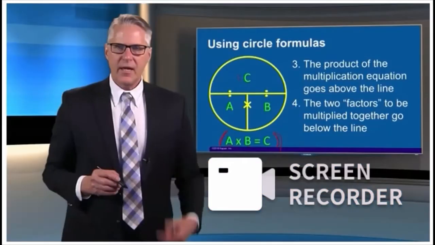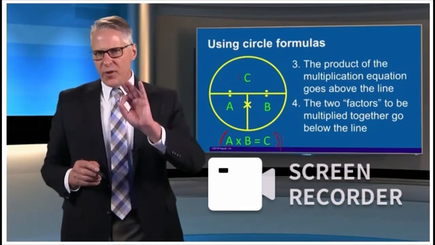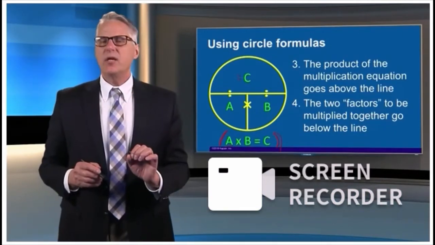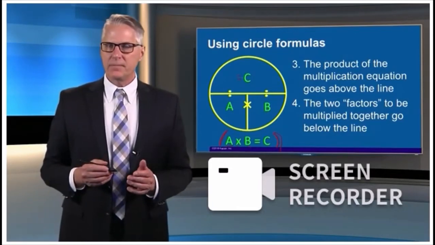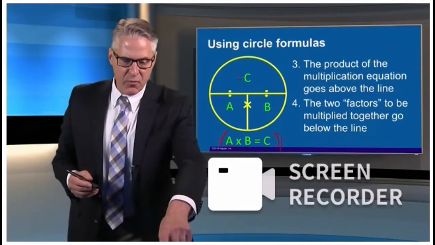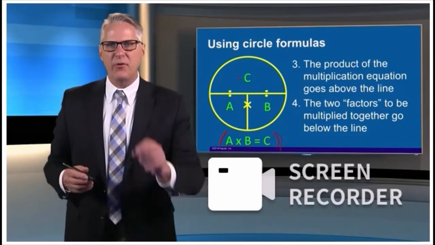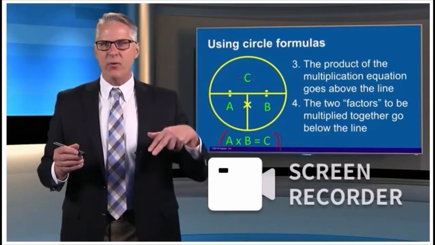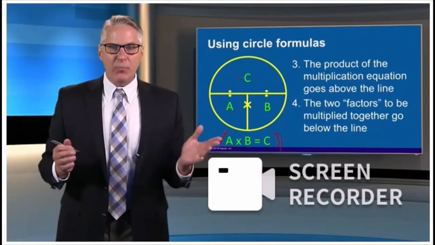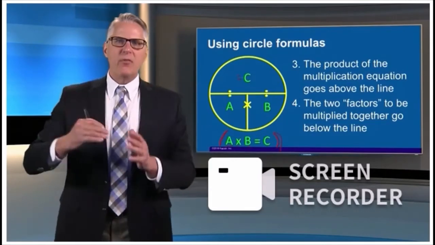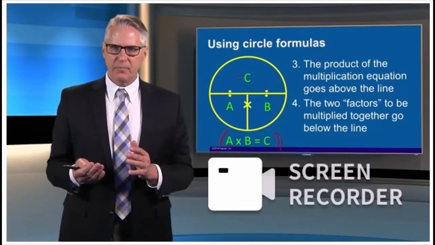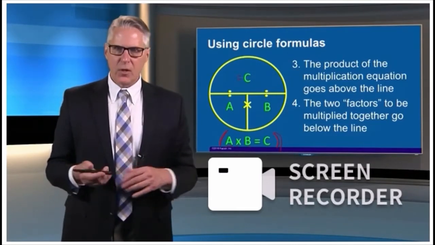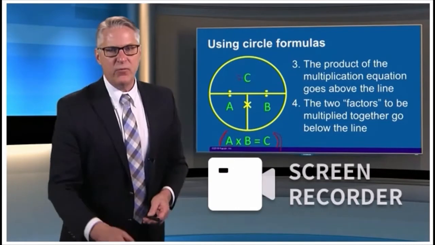So this is key. If you can remember this, it's going to go a long way to helping you on any math problems you might encounter. A times B equals C can be written into a circle formula like that. The two factors, A and B, are multiplied together to determine the product of the multiplication equation. So what's the big deal? Why is that useful? Well, I'll show you.